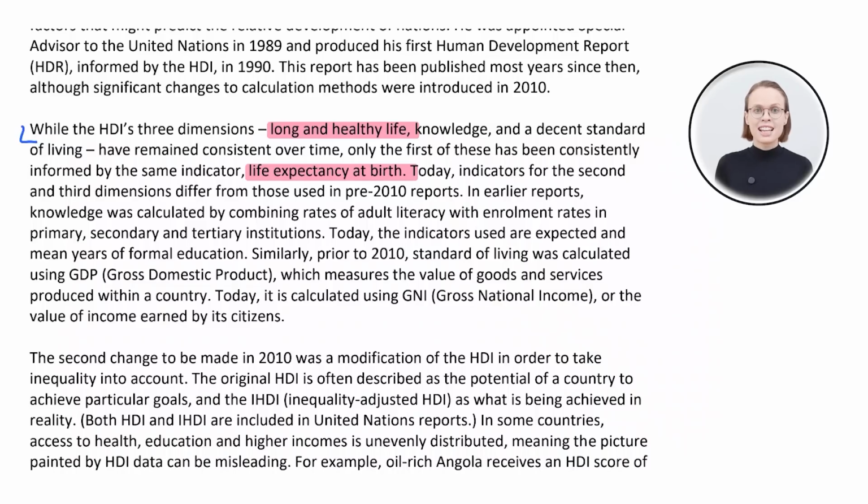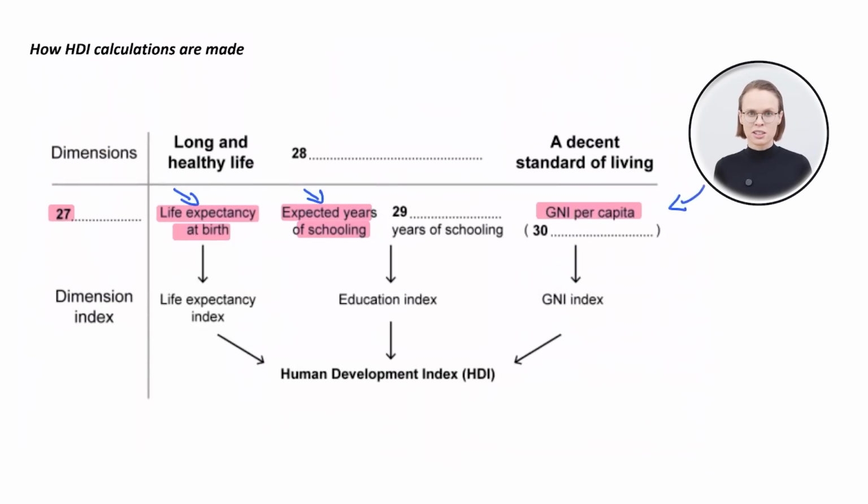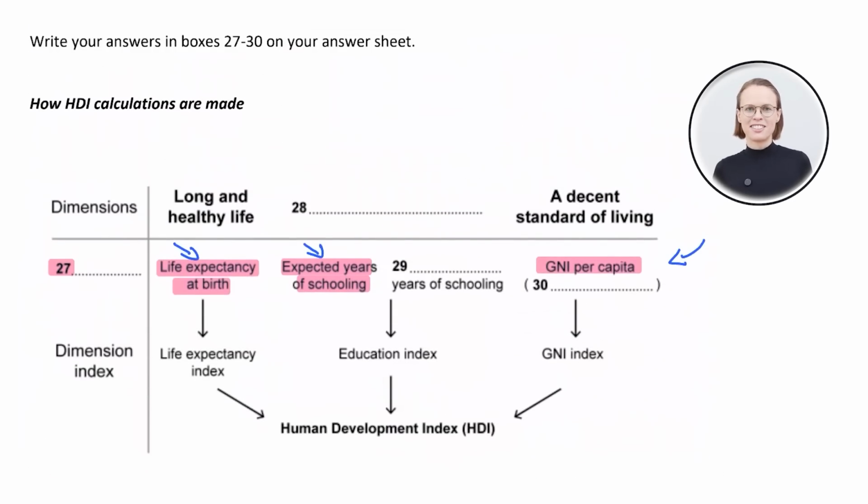And also, if you scan the paragraph, you can see the words expected and mean years of formal education here. So, let's read this sentence more closely. Today, the indicators used are expected and mean years of formal education. Now, let's again take a look at our chart. Our chart mentions life expectancy at birth and expected years of schooling. And here it says dimensions.